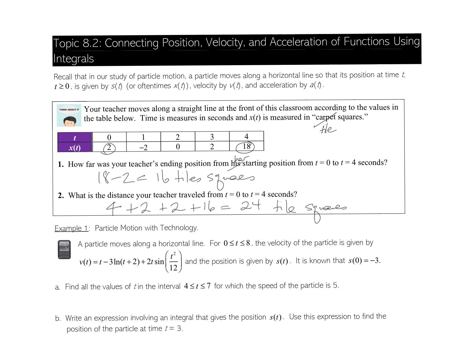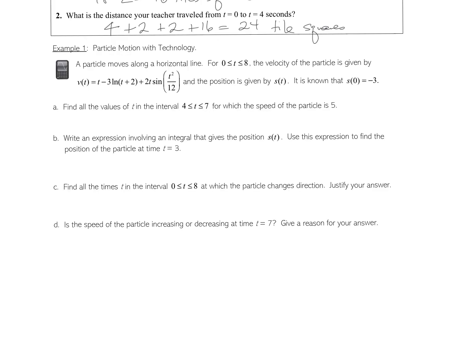All right. So this is going to be a calculator question. So let's put v of t into my y1. All right, so I punched it into my calculator. Make sure your mode is in radians, of course.